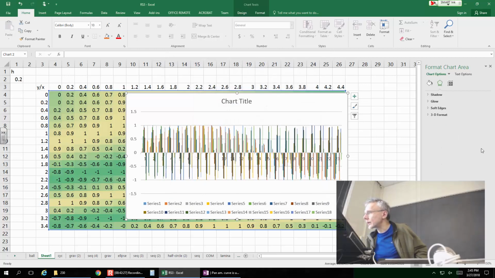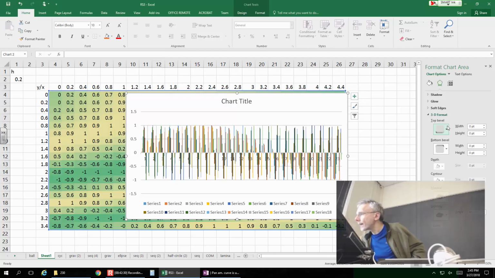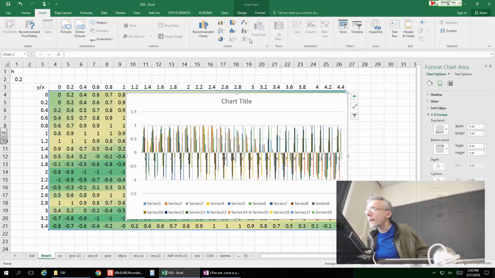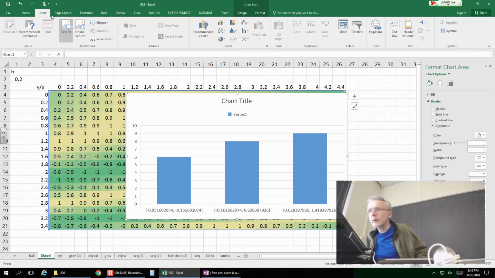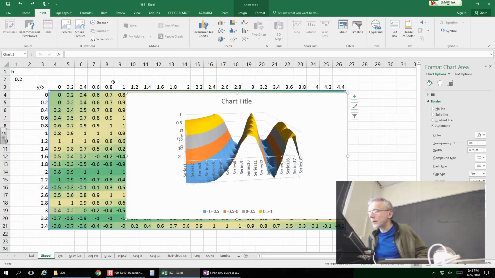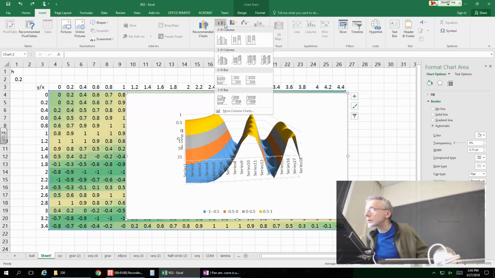Let me try this one again. Why is there no rotation? It's strange. No, that's all wrong. Well, strangely, once again, this is Excel, different everywhere. So what I'm trying to do is, it must be one of these.